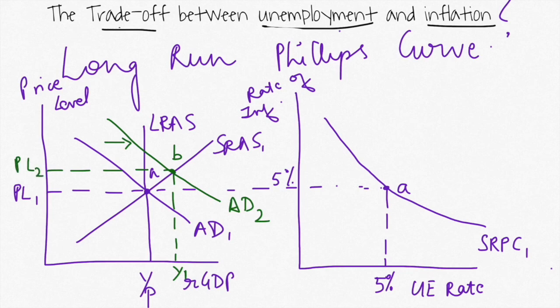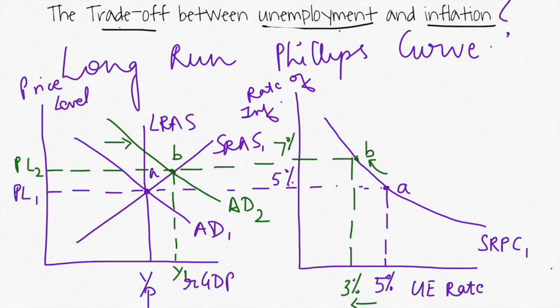Now I want to show this on the SRPC. I know that I will have to show it as a point over here. So this is B. There has been an upward movement along my SRPC because this corresponds to a lower unemployment rate due to high AD. So let's say the unemployment rate has fallen to 3%, right? And the inflation rate has obviously increased. So let's give that a number 2.